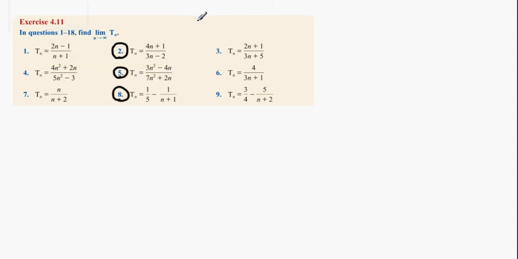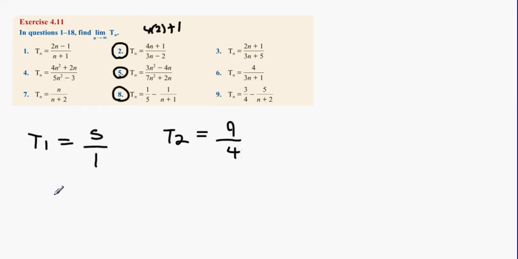Okay, so this is exercise 4.11 and it's based on finding the limit of Tn as n goes to infinity. So what we're looking at here is, if I was to write down what T1 is, it's going to be 4 times 1, which is 4, plus 1, 5, over 3 times 1 minus 2, it's going to be 5 over 1. T2 is then going to be 4 times 2 plus 1, which is 8 plus 1, which is 9, over 3 times 2 minus 2, which is 9 over 4.